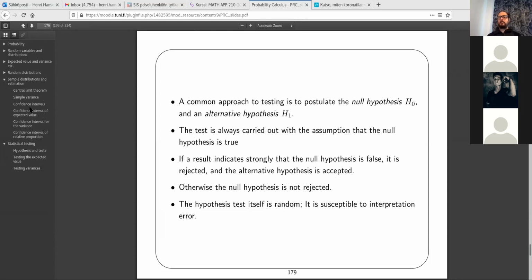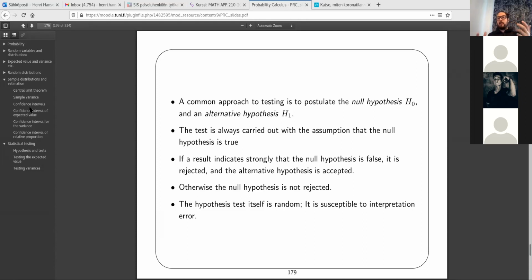A hypothesis test in itself is a random variable, and it is susceptible to interpretation error. So we may interpret what is simply a random result as proof that the hypothesis is false, where in fact the hypothesis is true. Usually the hypothesis that we try to reject, the null hypothesis, is that the drug doesn't work. So we reject that hypothesis, and the alternative hypothesis, that the drug does work, is accepted. But there is an interpretation error that can be made.